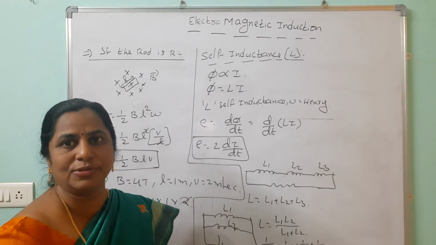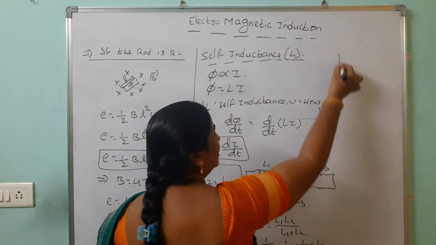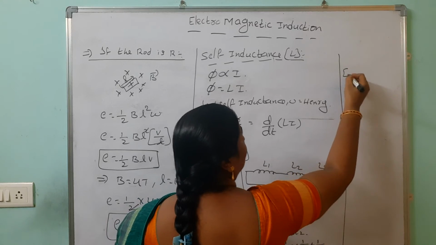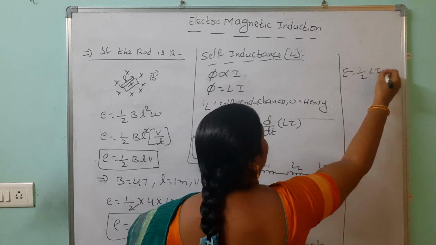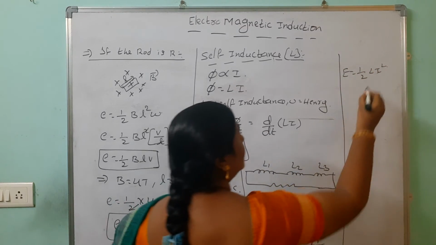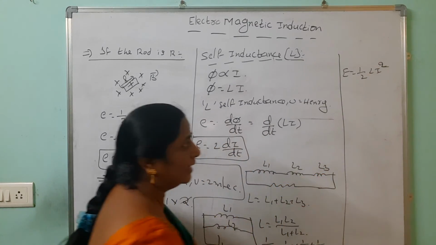And one more formula you should remember here, that is the energy stored in the inductor. E equals half into L into I square. L is the self-inductance, I is the current.